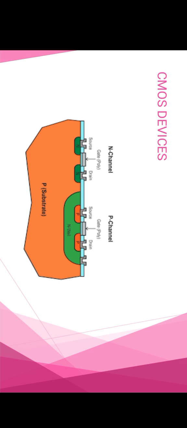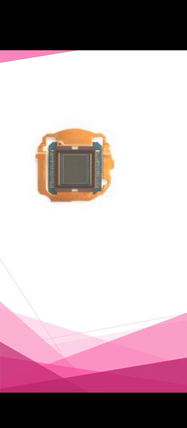Next, the diagram of CMOS devices. It consists of an N channel and a P channel. The N channel and P channel are diffused into a P-type substrate. It has three terminals: first one gate, second one source, third one drain. Next, the figure shows an IC chip of CMOS devices.